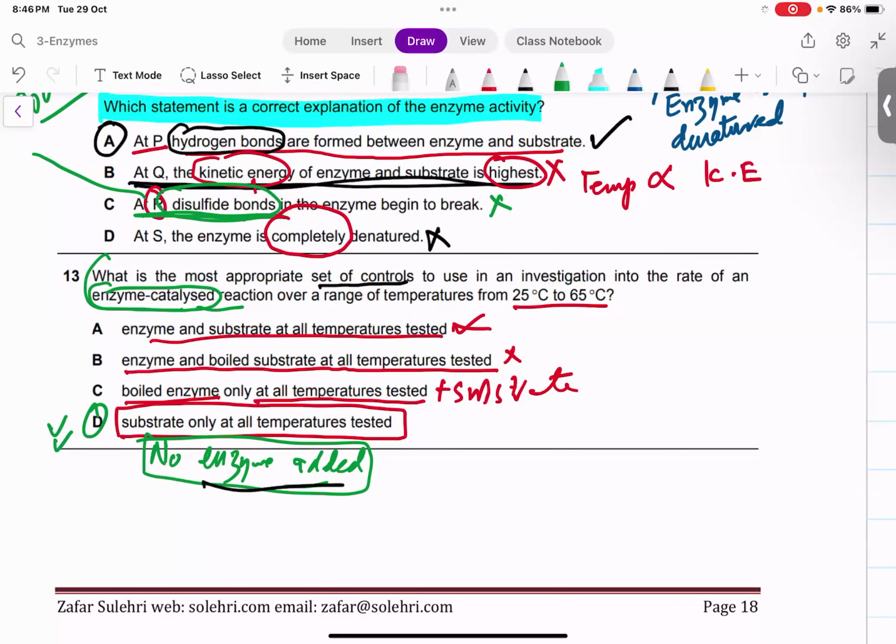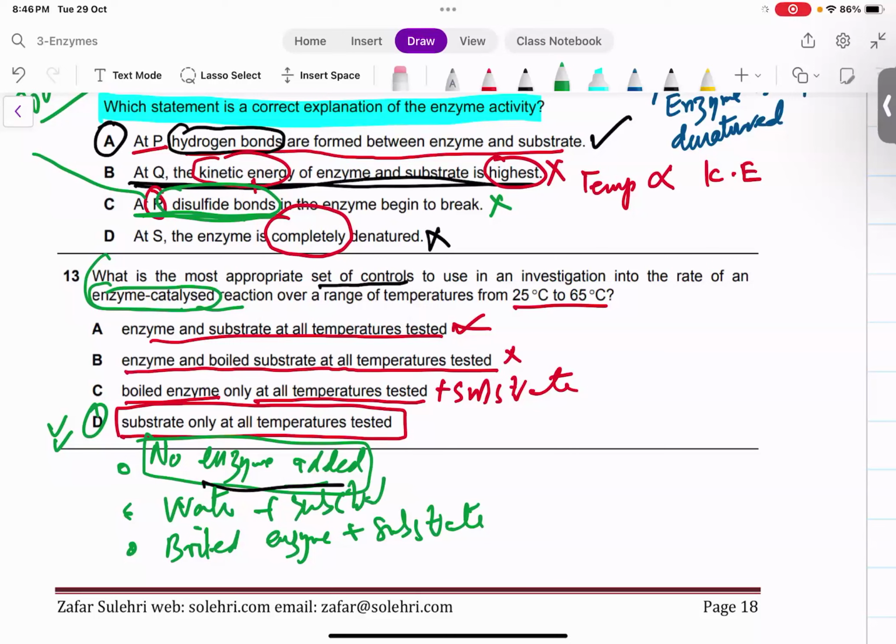We can add the same volume of water into it, and we can have boiled enzyme plus a substrate added into it. So these are different ways we can set a control experiment. But substrate should be added in each case so that the other conditions, except enzymes, are present in every experiment. So D is a correct choice in this case.